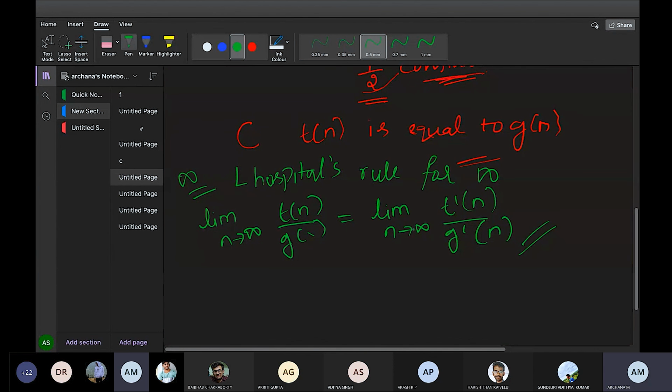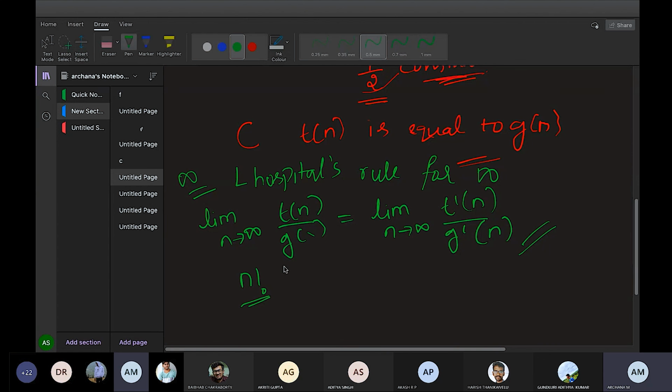Especially, this is mainly used whenever you have the bound as infinity. And this rule is mainly used whenever you have factorial terms. Whenever either t of n or g of n is a factorial, one function is given which is factorial, you can use this L'Hospital's rule, especially when the function is factorial. This you people have to keep in your mind.